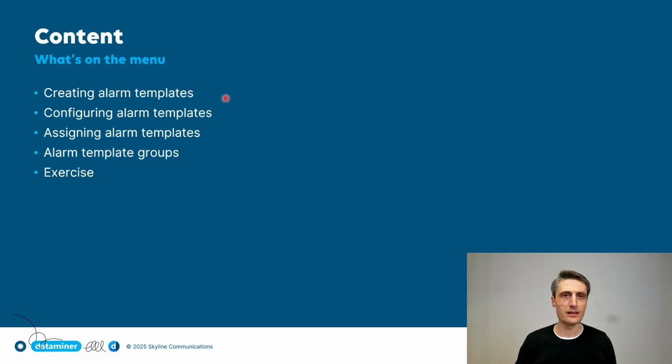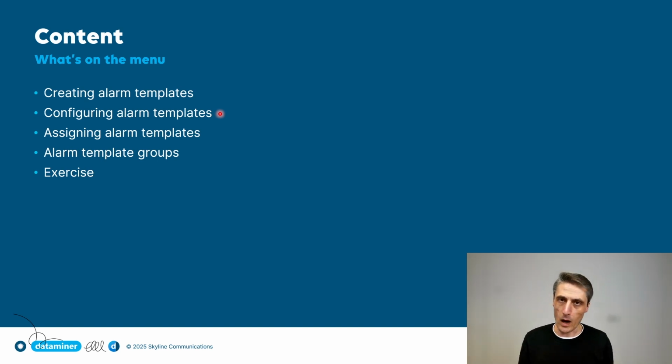So first of all, we'll create an alarm template. The same principle as a trend template, and we will assign it to our test element to play around a little bit with just the basics, a couple of alarm thresholds. And then in the next step, we'll take a closer look at configuring all the different possibilities with the alarm templates. There's a lot of possibilities with alarming because that is very important in a DataMiner system.